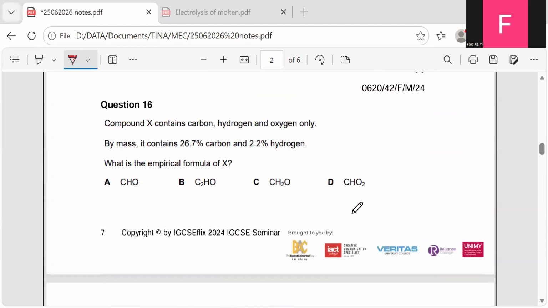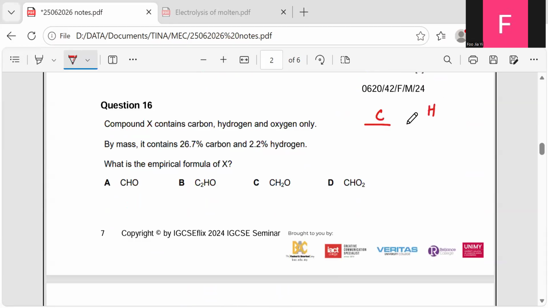You take mass over molar mass. You take the percentage as a mass. So you take carbon and hydrogen and find the amount of moles. You treat the percentage as mass. So you find mass over molar mass of carbon and mass over molar mass of hydrogen, and then you find the ratio. Okay? Alright. So it goes.